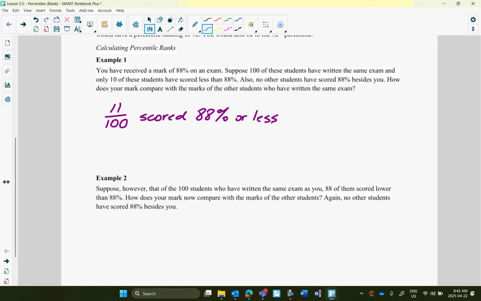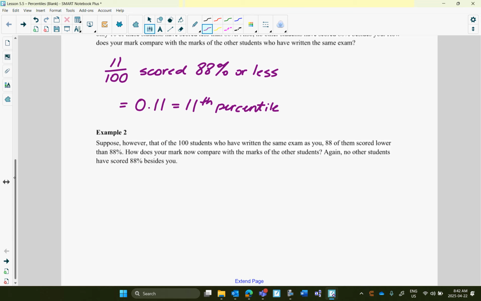So even though your mark was 88%, you were at the 11th percentile, which means you scored the same as or higher than 11% of the people that wrote the exam. Did you guys write the PSAT? It's a practice SAT. I think they used to, but I don't think they do anymore. One of the things they tell you in addition to your mark, I don't think they even mention the average or the mean, but they always tell you your percentile. So how you did compared to everybody else in the world that wrote that.